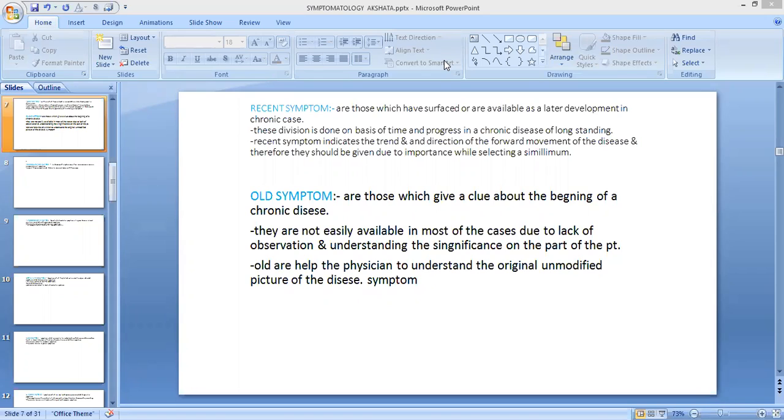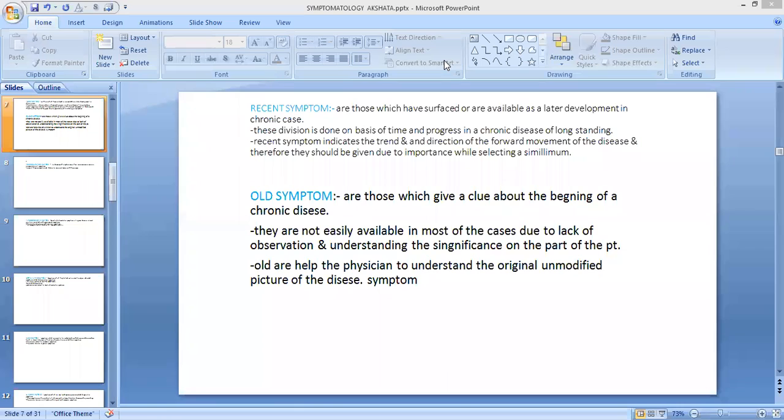Due to the prolonged disease condition, the patient cannot remember each and every symptom at the beginning of the disease stage. So these are the problems. Many times we cannot get these old symptoms properly. Old symptoms help the physician to understand the original unmodified picture of the disease symptoms.